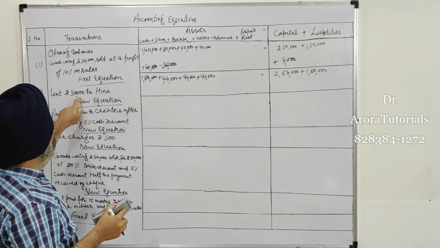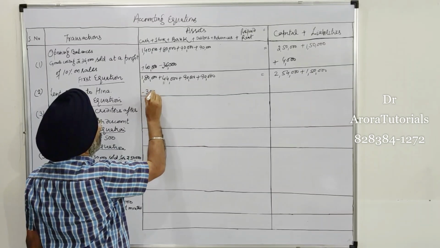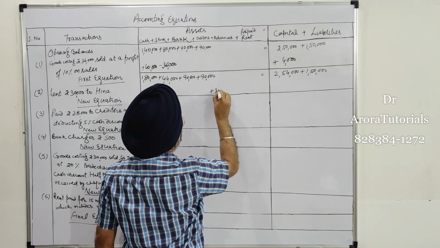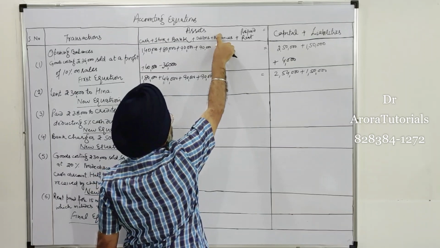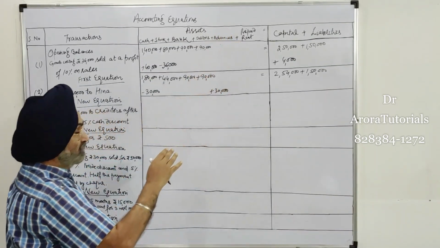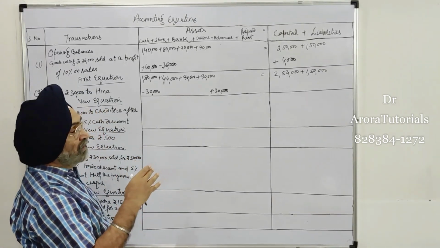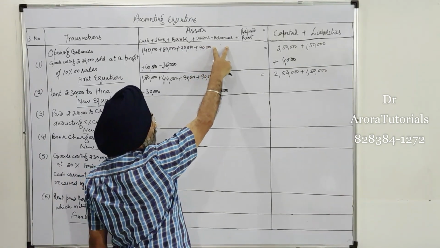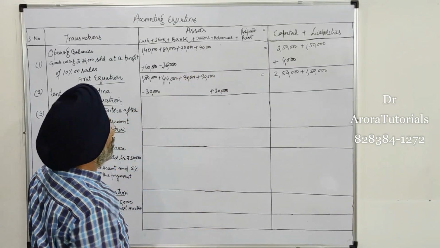Lent rupees 30,000 to Hina. So that means our cash will decrease by 30,000 and our advances will increase by 30,000. Advances is our asset. You can write here loan to Hina, or better, advances, because if we advance money to somebody else also, then we have to open some other account. So it is better that you open the advances account. To whomsoever you advance the money, you will include it in advances.